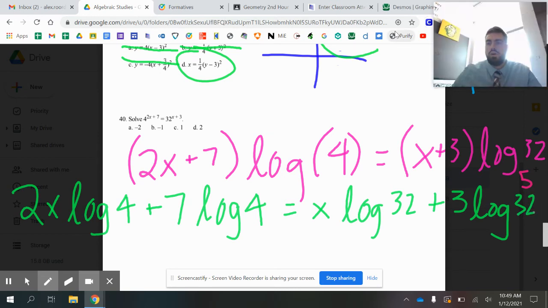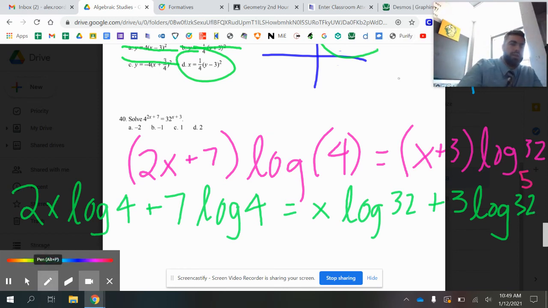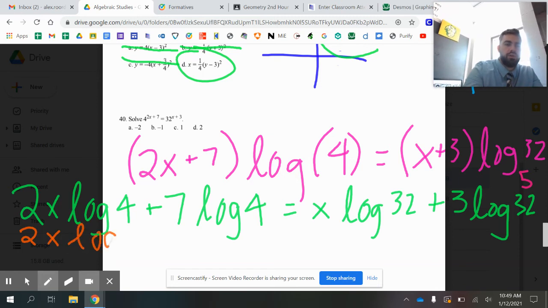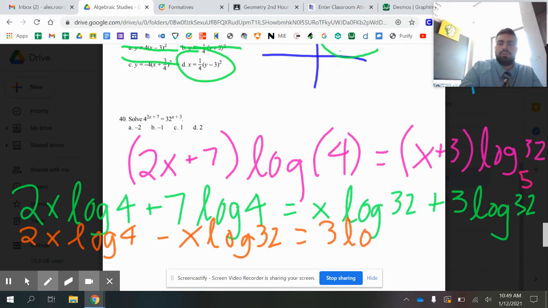Okay? So now that I have all that, what I'm going to do is move all my x's to one side and all my numbers to the other, right? And so I do that by subtracting and adding and all that kind of fun stuff. And so what I get is, over here on the left, I'm going to have 2x log 4 minus x log 32 is equal to 3 log 32, because that's still left on the right. And then I subtracted over 7 log of 4.